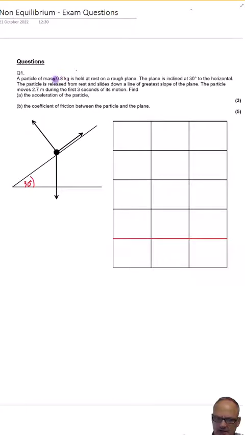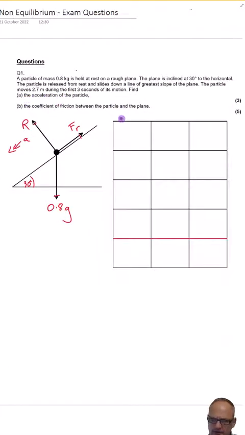We're told it has a mass of 0.8 kilograms, so the weight will be 0.8 times g. The particle is released from rest and slides down the line of greatest slope. The particle moves 2.7 meters in the first 3 seconds. So we're going to have a normal reaction, and we know that it's on a rough plane, so we've got friction acting up the plane. Those are all our forces, and we know that it's going to accelerate down the plane.